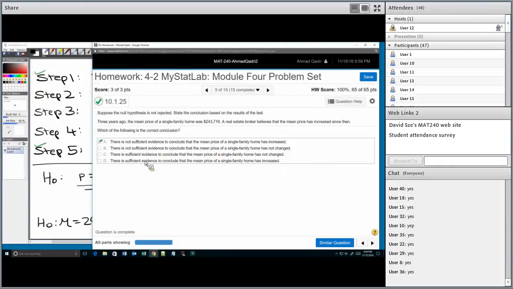Okay? And then similarly, the rest of the options are not correct. These 2 are not correct because remember I said "there is sufficient evidence" are not the right words when the null hypothesis is not rejected. When the null hypothesis is not rejected, then you do not have sufficient evidence to reject. Okay? So these 2 are automatically wrong.